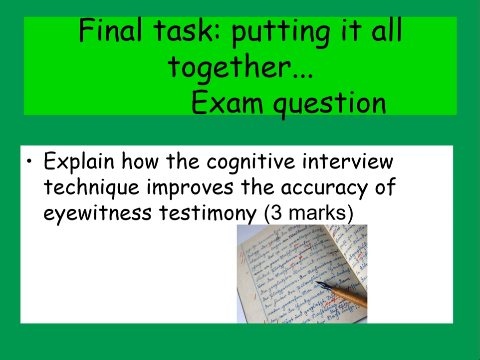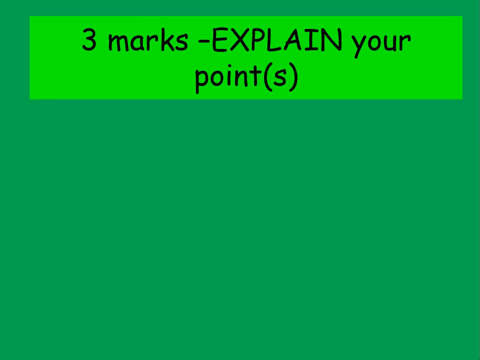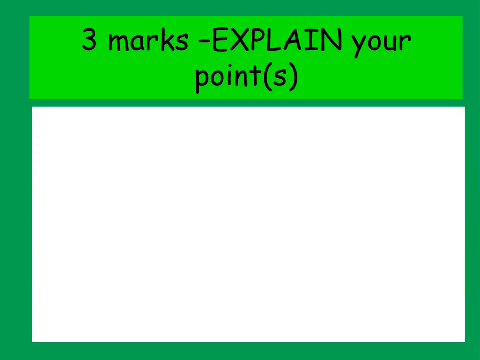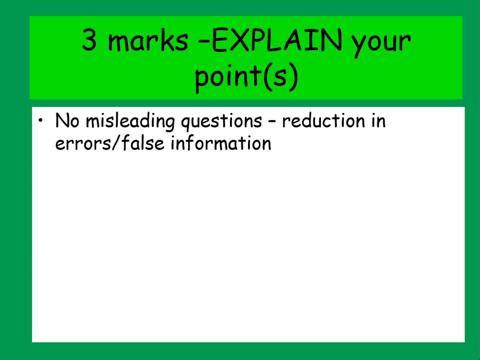Okay, so the final task, putting this all together: explain how the cognitive interview technique improves the accuracy of eyewitness testimony. If you're answering a question like this, please note that you are not just describing the cognitive interview, you are looking at how it improves the accuracy. So ideally it would be good if you could keep saying, and this improves the accuracy because. Make sure that you explain your points. Now, a lot of teachers would state that you need to have 3 points here. You don't. You just need to make sure that whatever point you've got has got a full explanation.